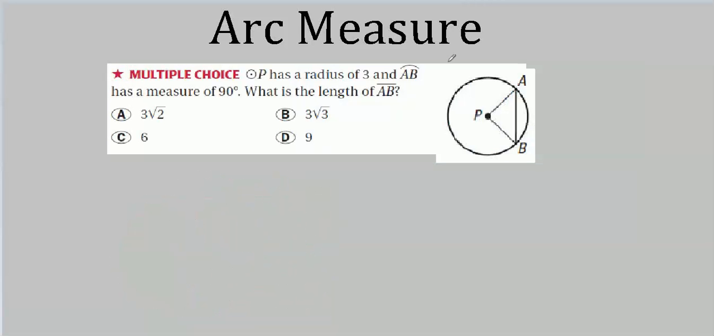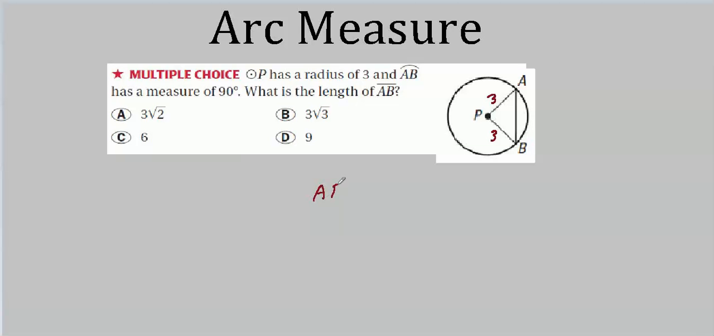Well, here's one where they give you the circle and the radius. You just draw it right in. It's the radius of 3. So PA and PB are both 3. And what they're doing here is trying to make you forget about the Pythagorean theorem. They tell you that this arc has a measure of 90 degrees. That means these two lines intersect at 90 degrees. We have a right triangle. AB is the hypotenuse.